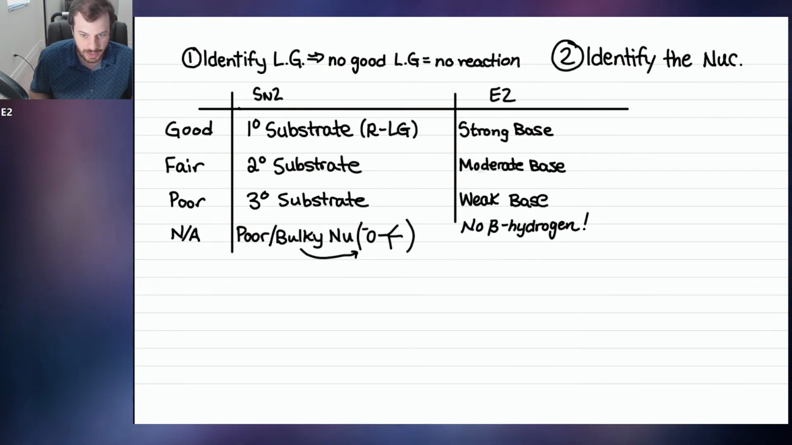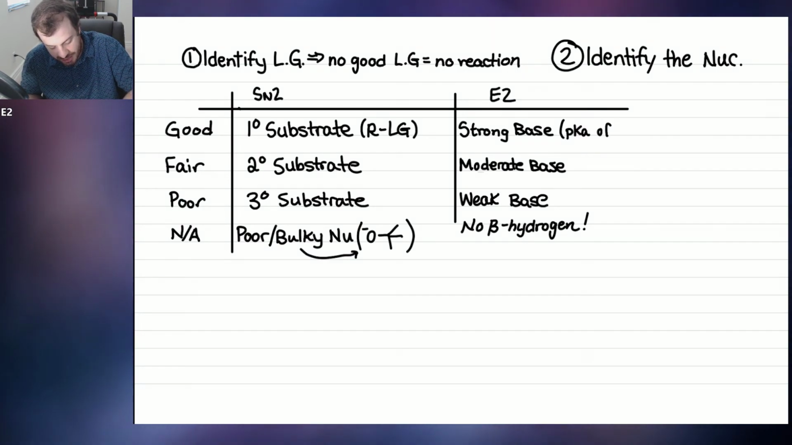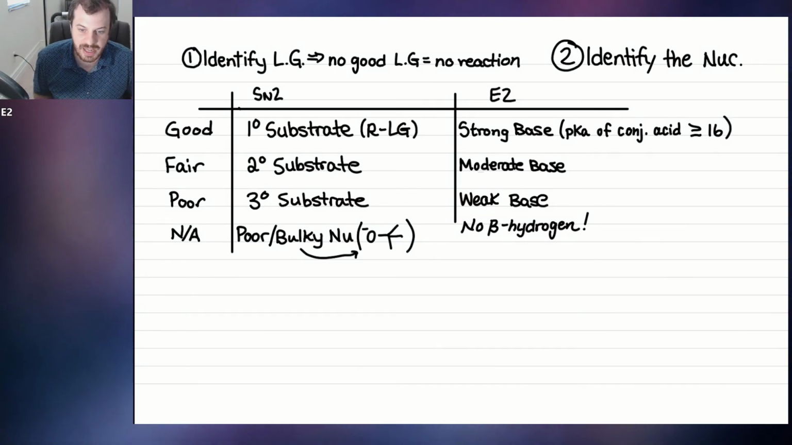Now, you may be wondering, well, how do you define strong, moderate, and weak base? That seems kind of arbitrary. It turns out we're going to have a very specific way to define these things. A strong base will be defined as the following: a substance whose pKa of the conjugate acid, so we have to look at our pKa table, is greater than or equal to 16. So this is not the pKa of our nucleophile, it's the pKa of the conjugate acid of our nucleophile, meaning you have to add a proton to it and then look at the pKa table. We'll do examples of that.